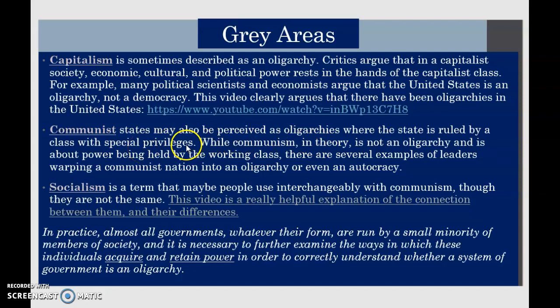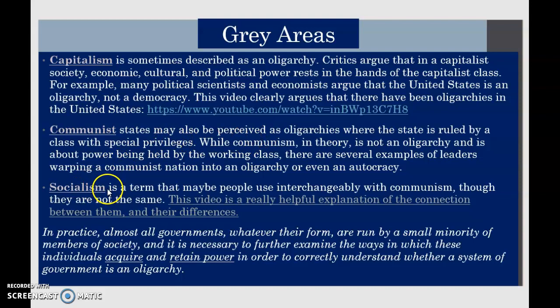So in theory, communism is not an oligarchy, and it's about all the working class people evenly owning everything. But in reality, there's never been a true communist state in the world, because the people who are put in charge to manage it end up holding on to the power and wanting to maintain the power, and it becomes more like an oligarchy. And we have an example of this in the extension slides this week, if you'd like to look at the USSR.